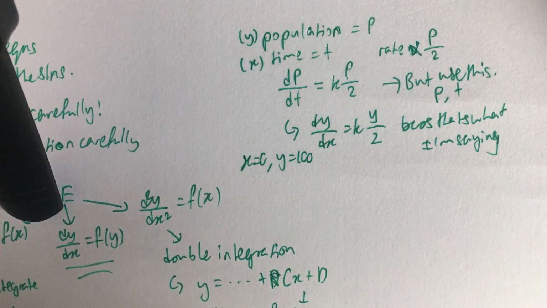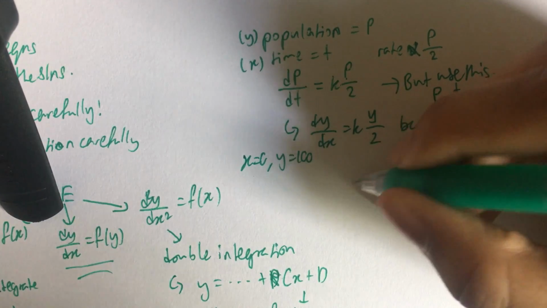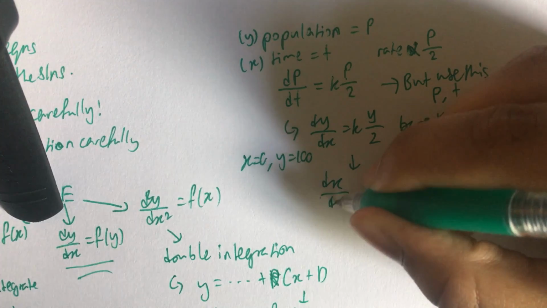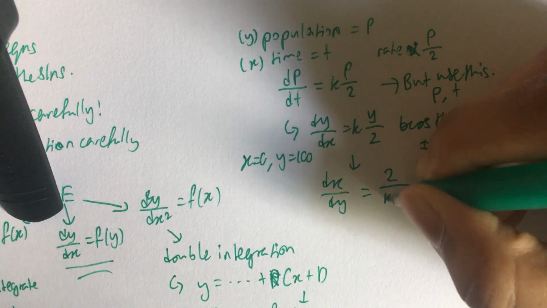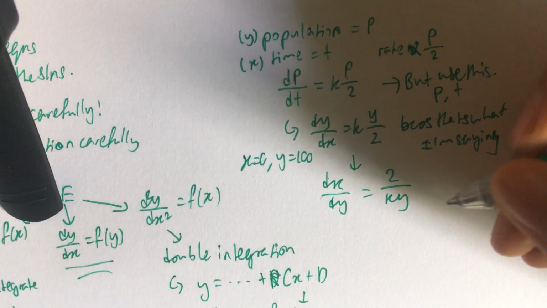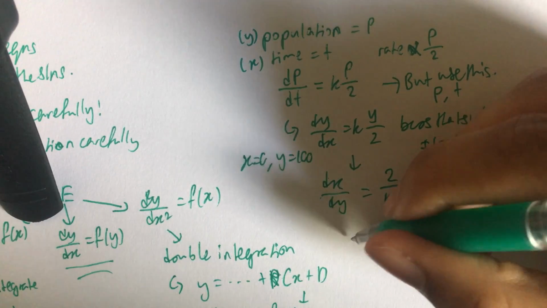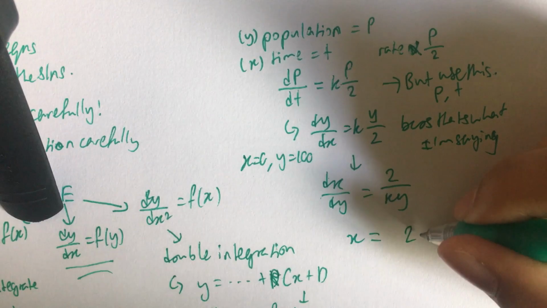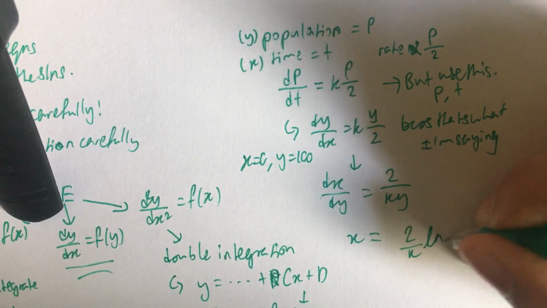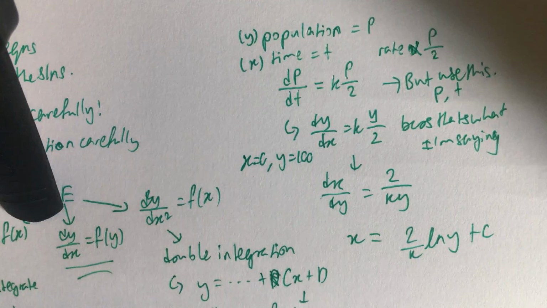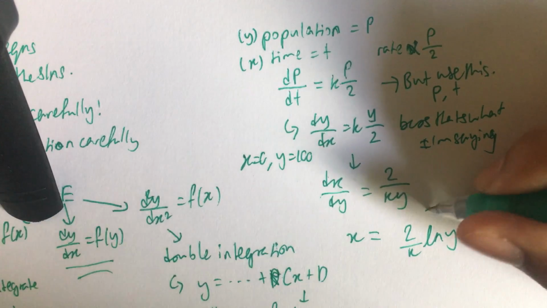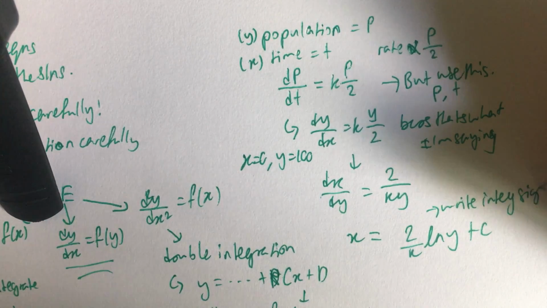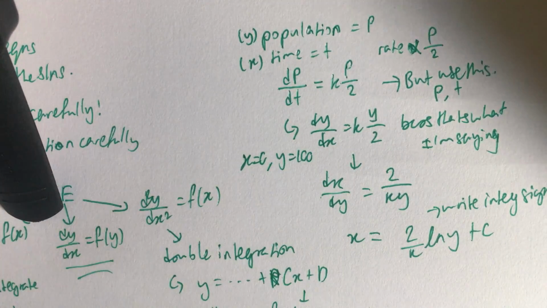Then your dy over dx is ky over 2, right? And you can make it into dx over dy equals 2 over ky, and then you integrate it, you will get x is equal to 2 over k ln y plus c, where c is your constant. So at t equals 0, y is 100, let's say.